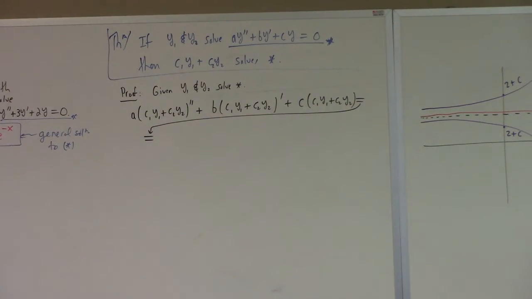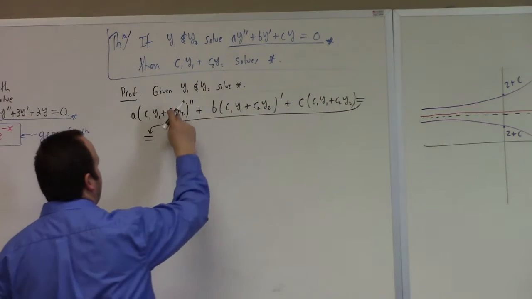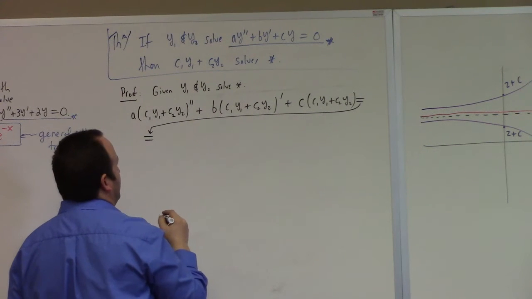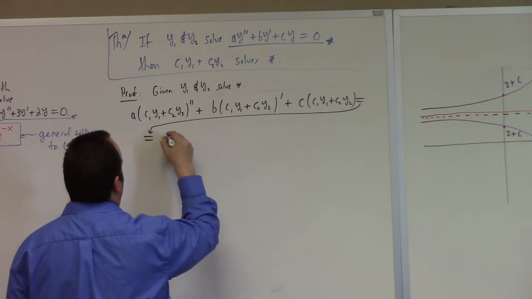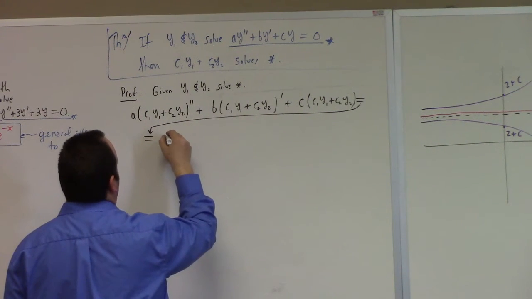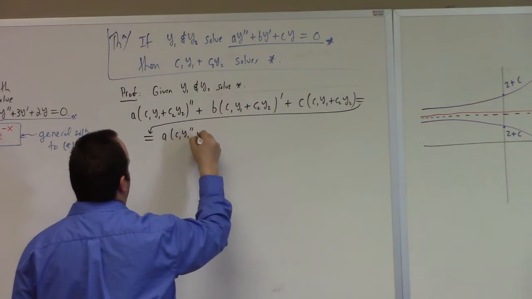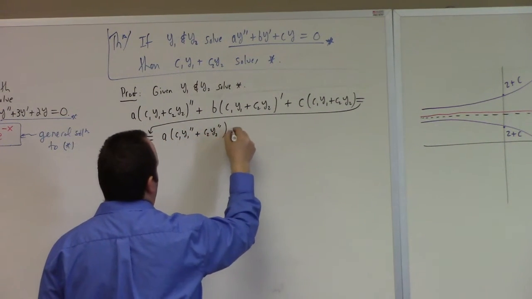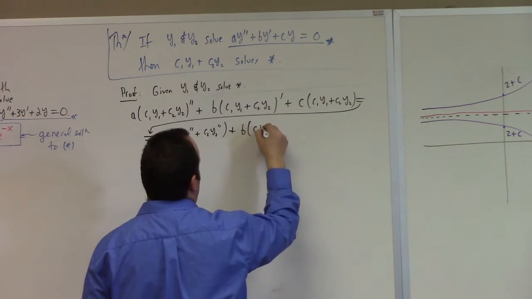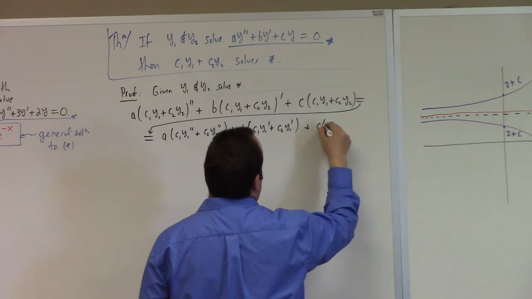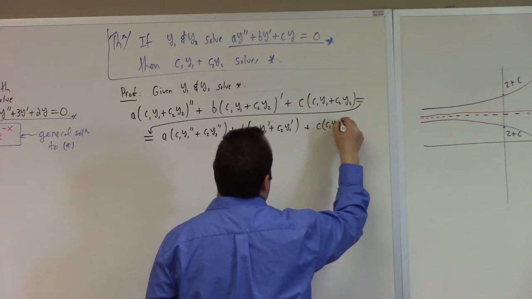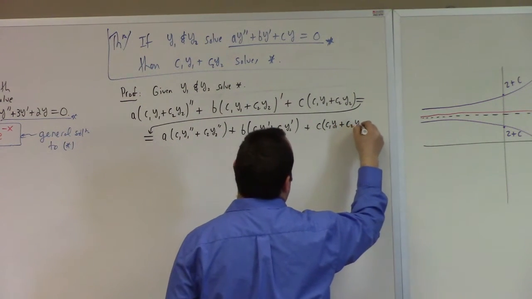Second derivatives, how do they work? Can you pull constants out of a second derivative? Yes, search your heart. You'll find it's true. Does the second derivative satisfy the sum rule? Second derivative of a sum is the sum of the second derivatives. This is also true. So I can rewrite this as a times (c1 y1'' plus c2 y2'') plus b times (c1 y1' plus c2 y2') plus c times (c1 y1 plus c2 y2). Pull the constants out of the derivatives.